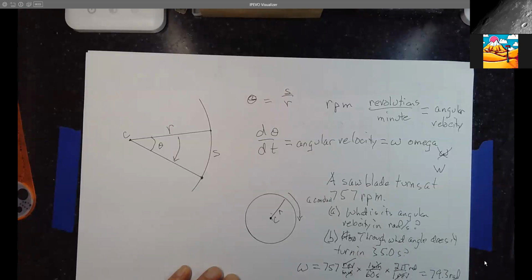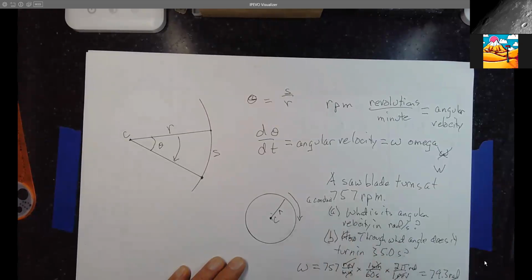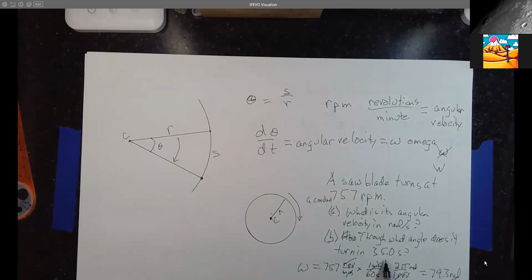Then through what angle does it turn in 35.0 seconds? Well, theta is going to equal theta naught plus omega t when it's got a constant rotation or angular velocity. I could just think of delta theta equaling theta minus theta naught, and it's just going to be omega t. And you would just take this thing and multiply it by the 35.0 seconds. And I'm not going to bother to plug in the numbers here, but that's how something would show up.